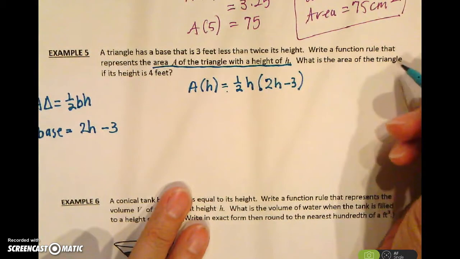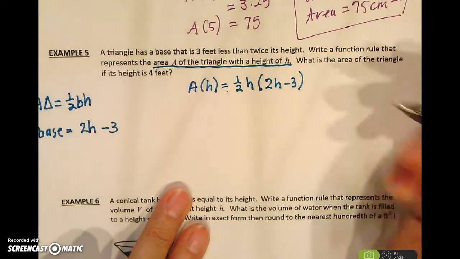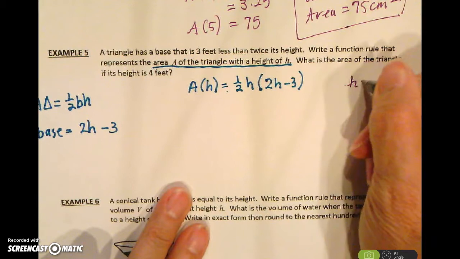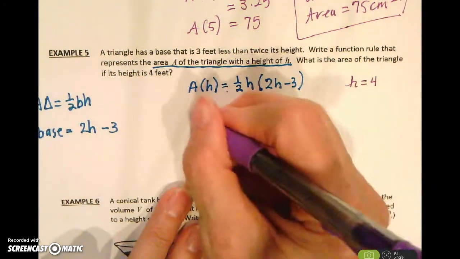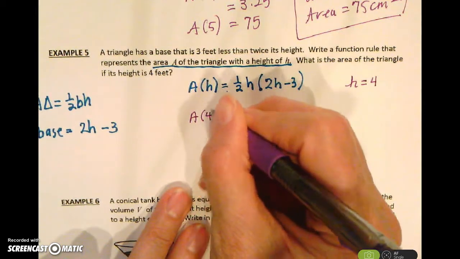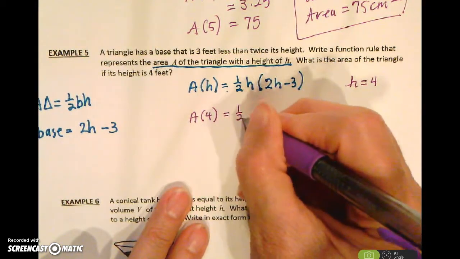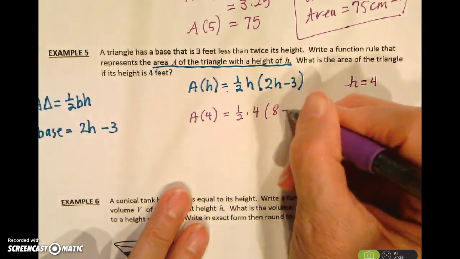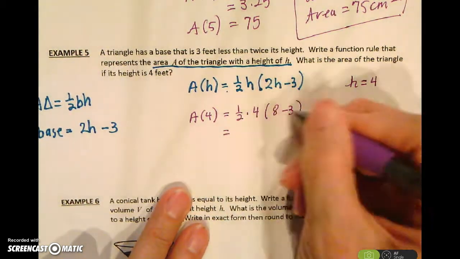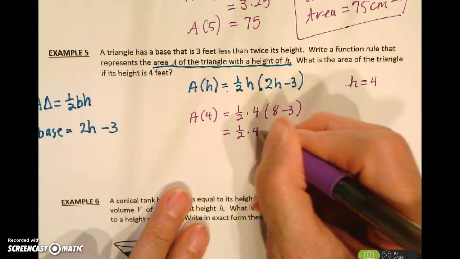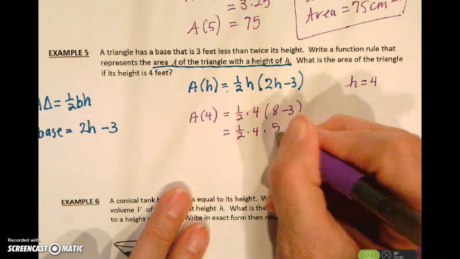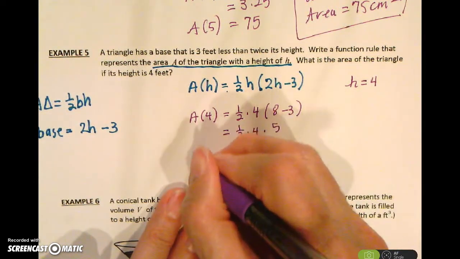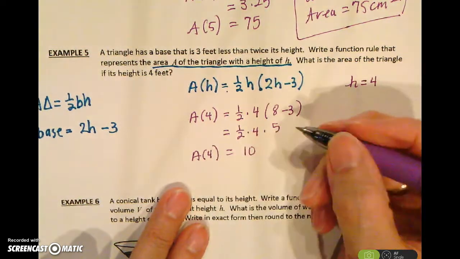So now I want to answer the second question, which asks, what is the area of the triangle if its height is 4 feet? So the height is equal to 4. So I'm going to find A of 4. It's going to be equal to 1/2 times 4 times 2 times 4, which is 8, minus 3. So we'll do our parentheses, and we'll have 1/2 times 4 times 8 minus 3 is 5. So 1/2 of 4 is 2, and 2 times 5 is 10. So A of 4 is equal to 10.